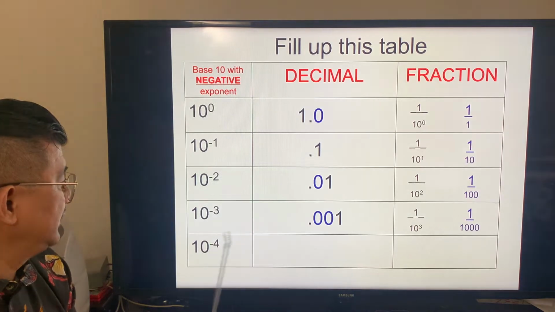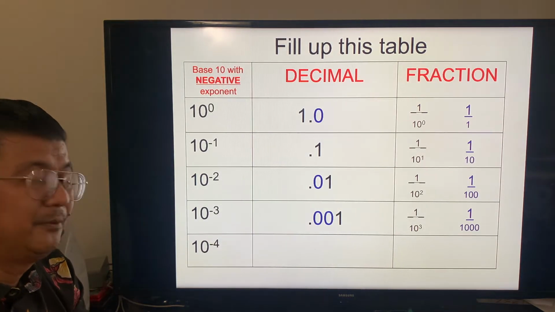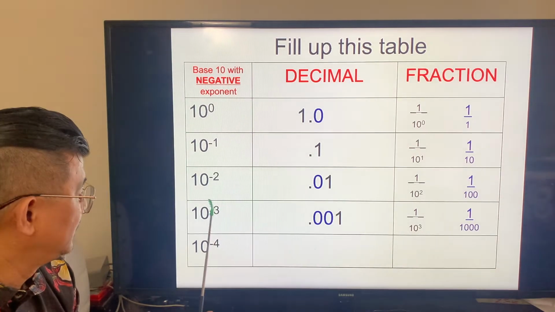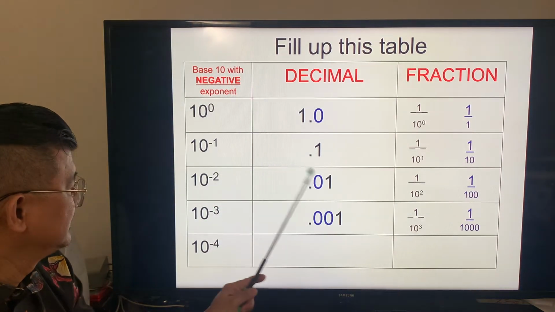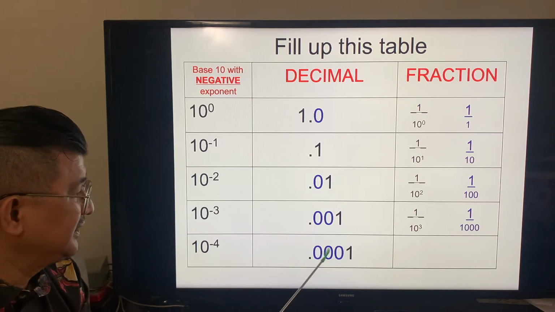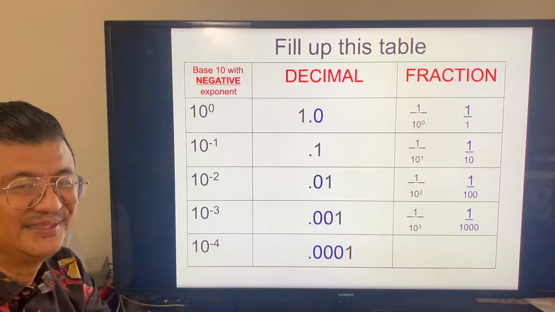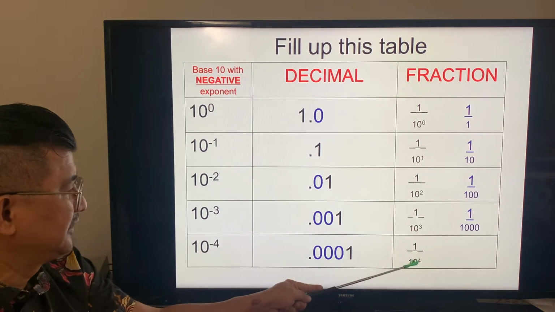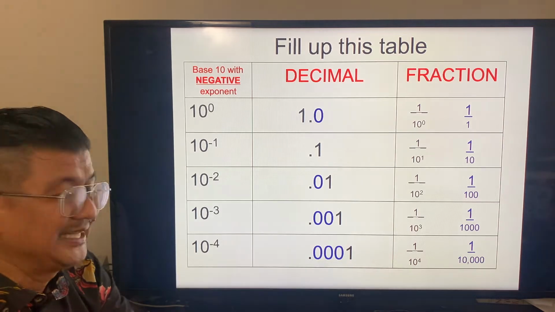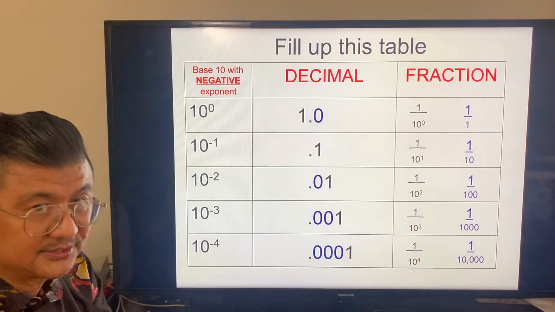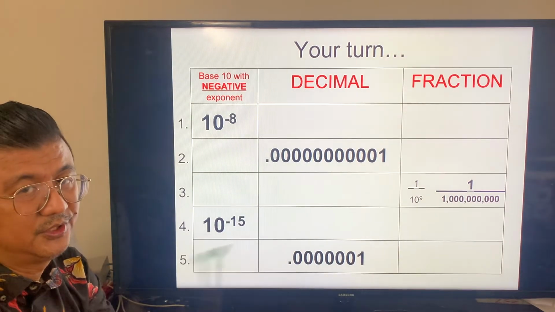For negative 4, that will be a point followed by how many zeros, then 1? Will I put 4? No. Look at this. So therefore, 0.0001, 3 zeros followed by 1. See the development of the numbers? So how do I write that? 1 over 10 to the 4th. That is 1 over 10,000. Are we sure that's the ten-thousandths place? Yes, we are. Try the next one on your own.